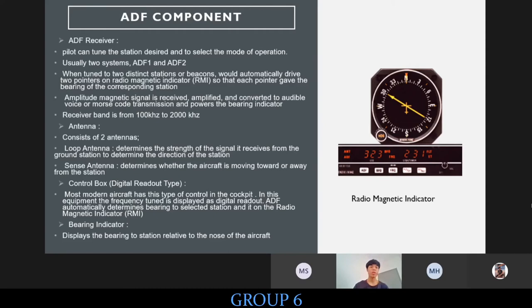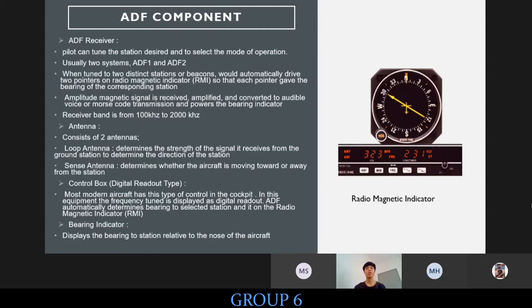Usually, an ADF receiver has two systems, ADF1 and ADF2. When tuned to two distinct stations or beacons, they will automatically drive two pointers on the radio magnetic indicator, RMI, so that each pointer gives the bearing of the corresponding station. The picture on the right side shows how the radio magnetic indicator, RMI, looks. The amplitude modulated signal is received, amplified, and converted to audible voice or Morse code transmission and powers the bearing indicator. The receiver band for the ADF receiver is from 100 kHz to 2000 kHz.